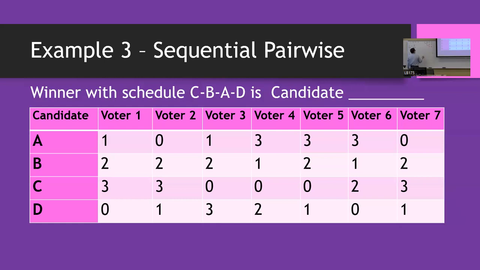Since A moves on, they're going to go and face D in the final head-to-head matchup. A versus D. Voter 1 goes for A, voter 2 goes for D, voter 3 goes for D, voter 4 goes for A, voter 5 goes for A, voter 6 goes for A, voter 7 goes for D. So once again, A got 4 votes, and D got 3 votes, so A wins.